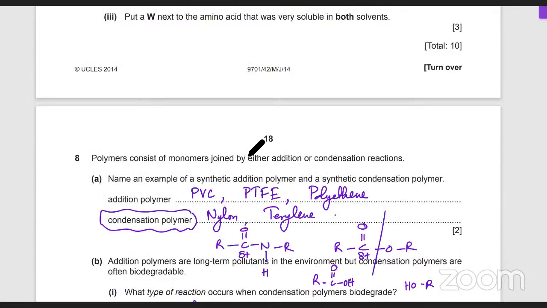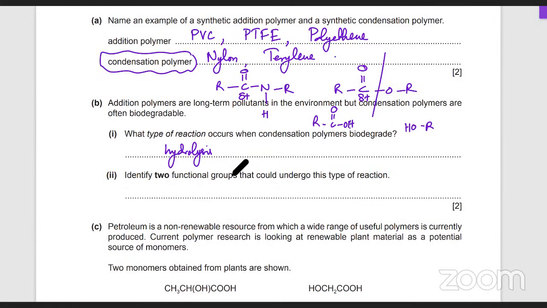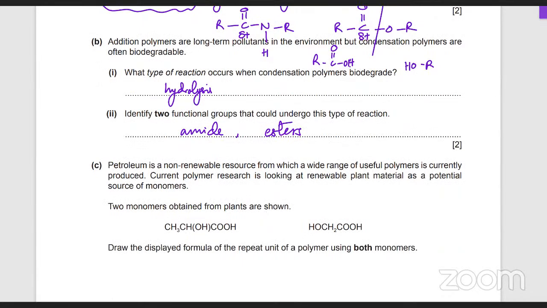In addition polymers में ना, you have a carbon chain. अच्छा, identify two functional groups that can undergo, यही दो functional group के नाम कह रहे हैं, तो amides and esters, they can obviously undergo this. अच्छा, they can undergo this reaction. अच्छा, अब ये है कि one second.